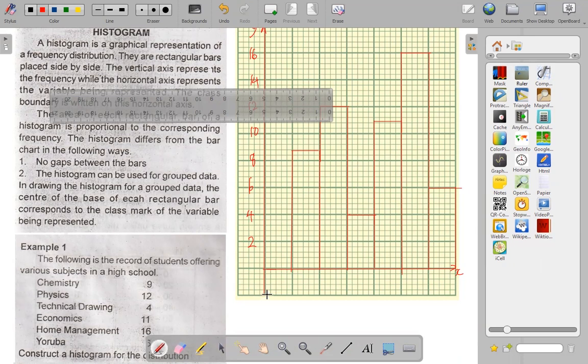The first one is chemistry. We shorten it to chem. The second one is physics. We shorten it to PHY. The third is technical drawing. I will shorten it to TD. The fourth is economics. Shorten it to econs. Then we have home management. I will shorten it to HM. And finally, Yoruba. Shorten it to Yoruba. Okay, that is a histogram representing this data.